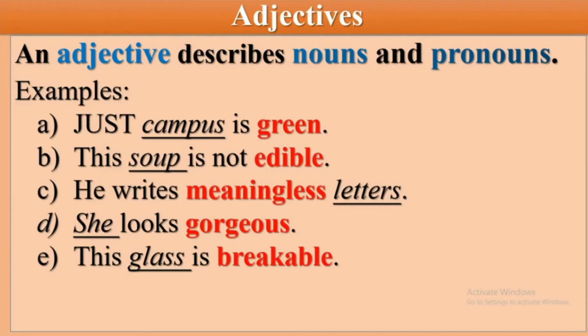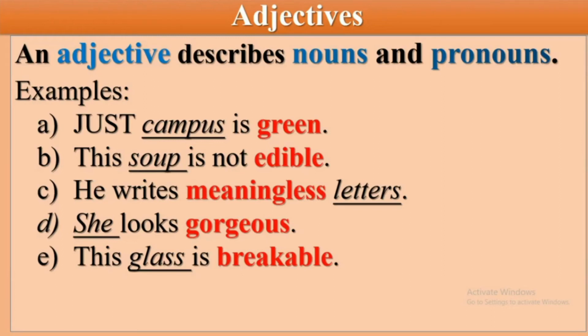Third example, he writes meaningless letters. In this sentence, meaningless is an adjective because it has modified the noun letters. So how are the letters? The letters are meaningless. Fourth example, she looks gorgeous. So how does she look today? She looks gorgeous. So how is she? She is gorgeous.